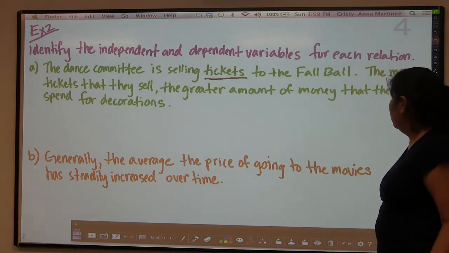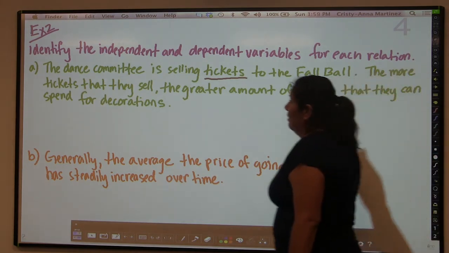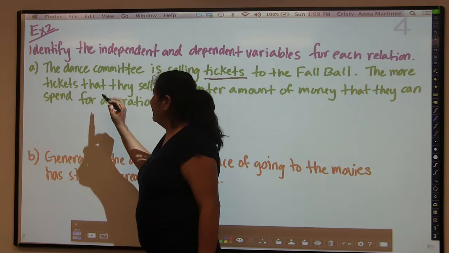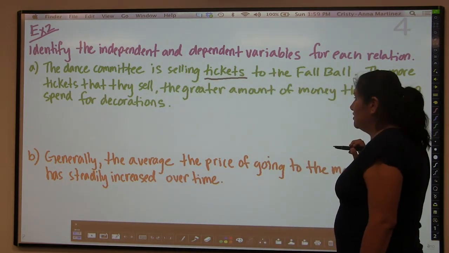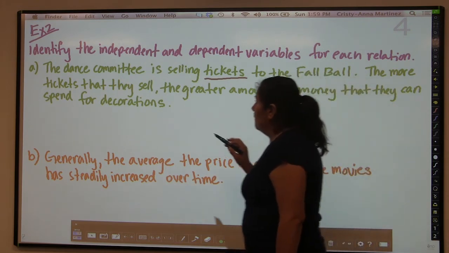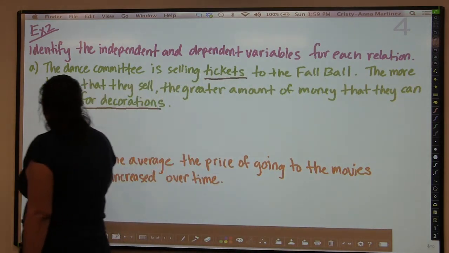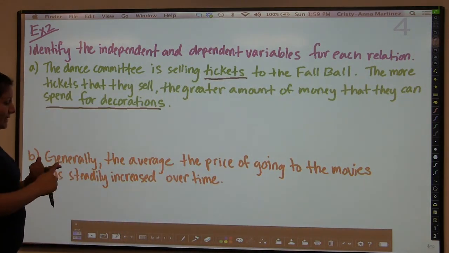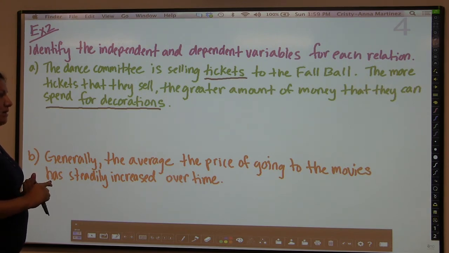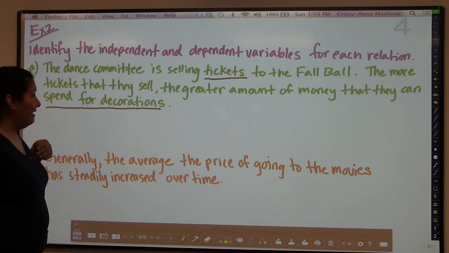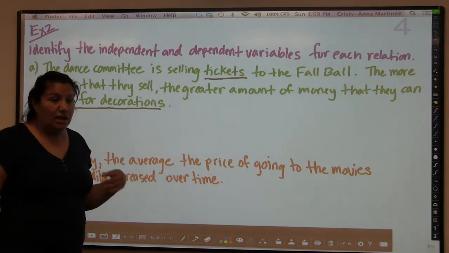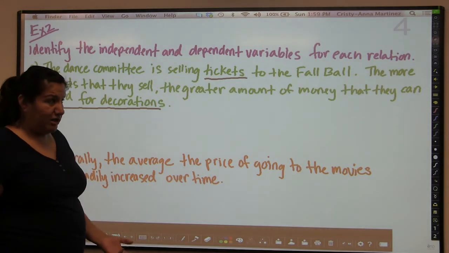How many tickets are we going to sell? It says that the more tickets that they sell, the greater amount of money that they can spend for decorations. So sounds to me like you have two things going on here. You sell tickets, you make some money, and depending on how much money you make, you can spend more money for decorations. If you only sell 2 tickets, you're not going to be able to spend that much money on decorations. If you sell 100 tickets, then you have more money to spend for decorations.